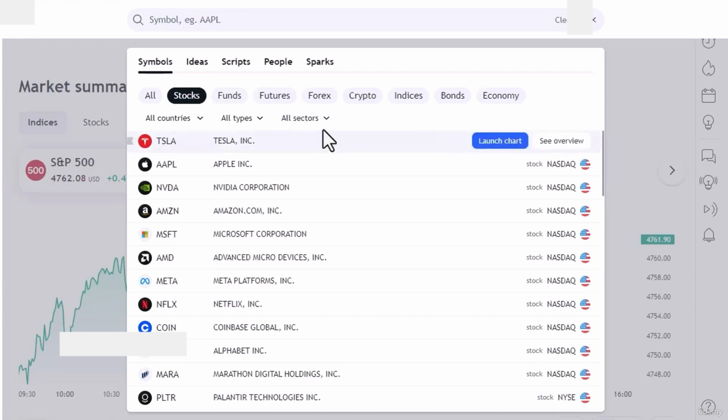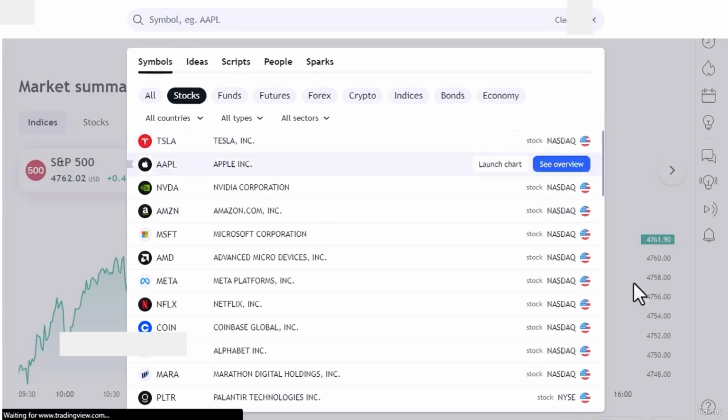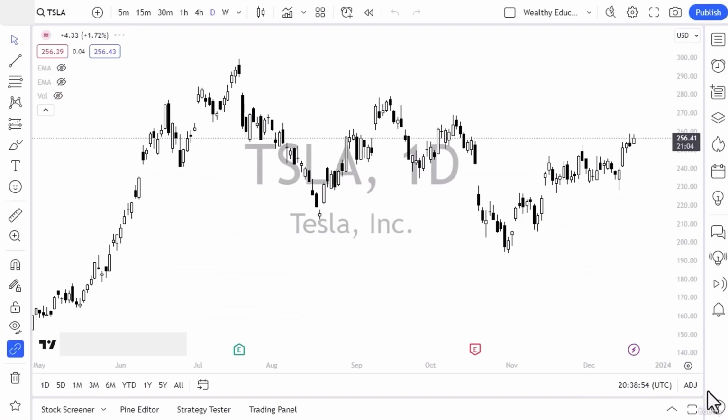I just click on stocks. Tesla, I'm sure, is probably the most popular stock. You can see I click on launch chart and open that up. With this, you can see that I have a chart here. Pretty straightforward. There are a couple of bars that you need to pay attention to.